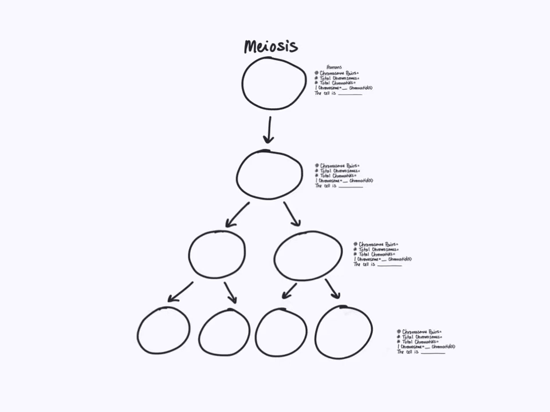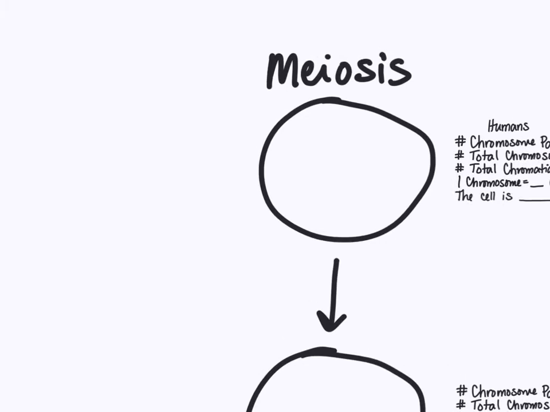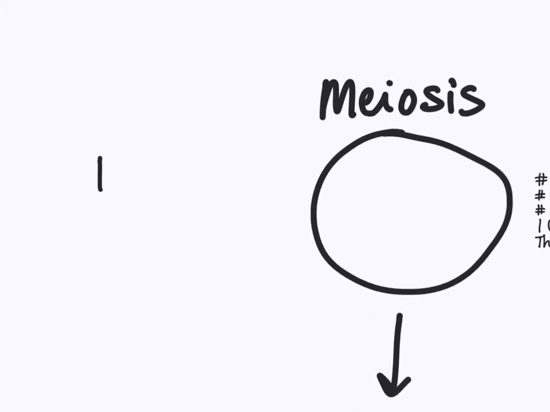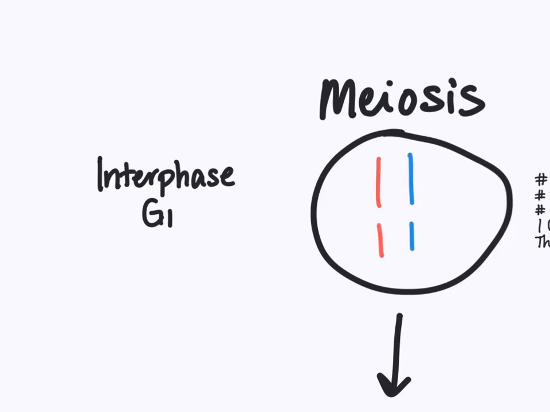So now let's take a look at what's happening during meiosis. This first circle is showing us what the cell looks like during G1 of interphase. And the chromosomes are going to look exactly like the chromosomes that we talked about when we reviewed mitosis. So once again, I'm only drawing 2 pairs of chromosomes, or 4 total chromosomes here. But remember, in humans, we would actually have 23 pairs of chromosomes.